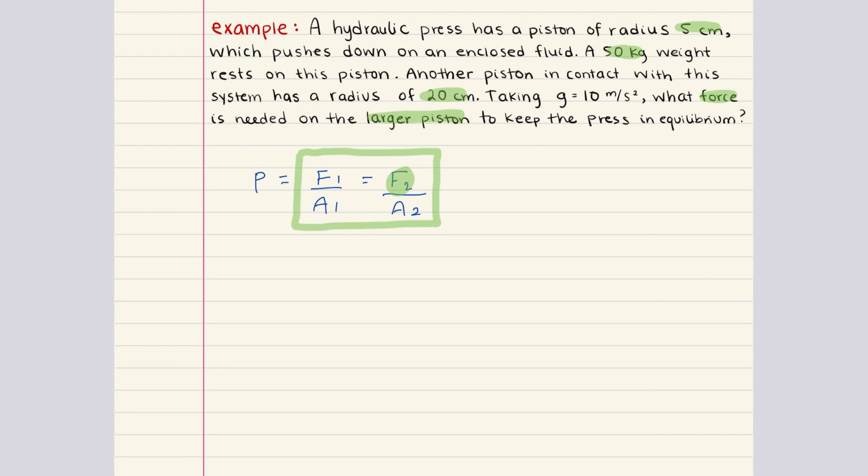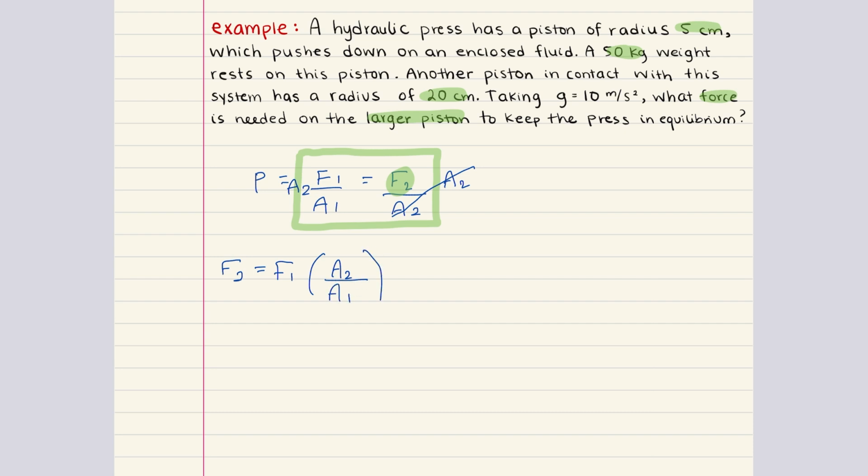So we can go ahead and rearrange this equation to solve for F2. And we can do that by multiplying both sides by A2. This is the area of the larger piston. What we get then is that the force on this second piston is equal to the force on the first piston multiplied by A2, the area of the second or the larger piston, divided by the area of the first.